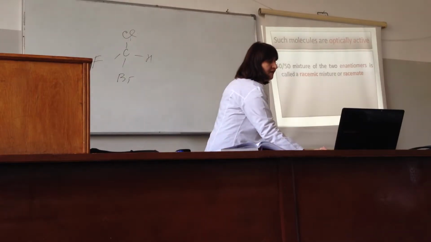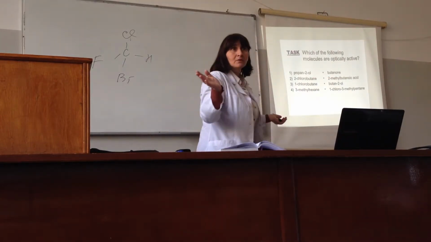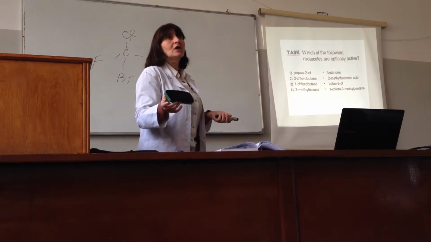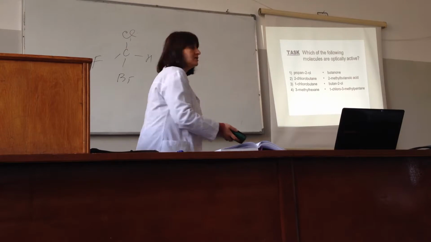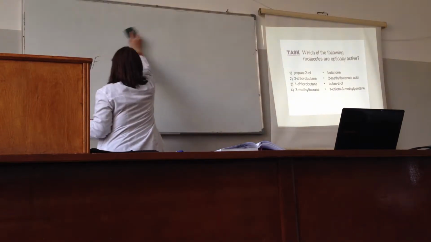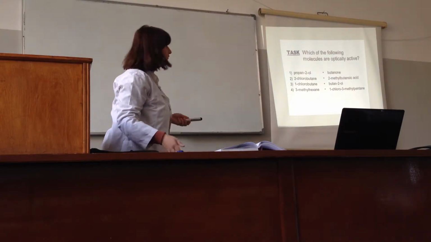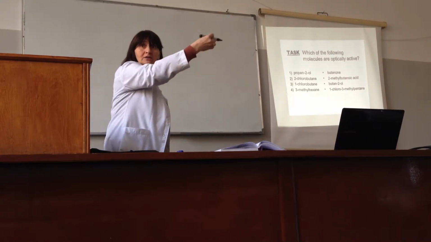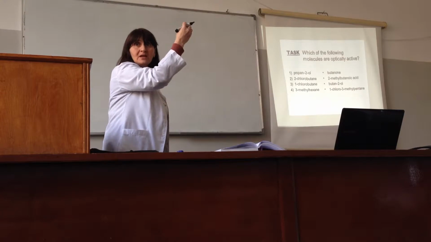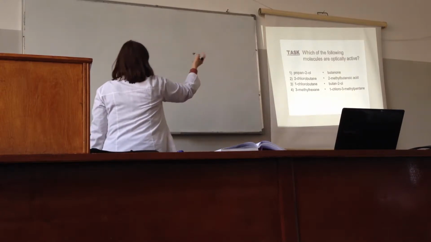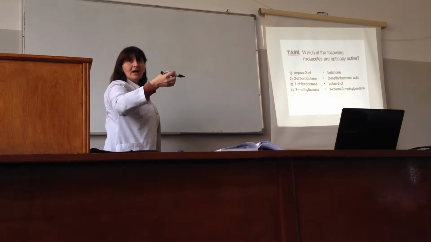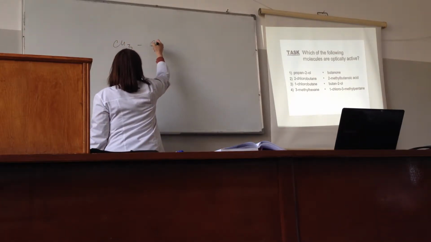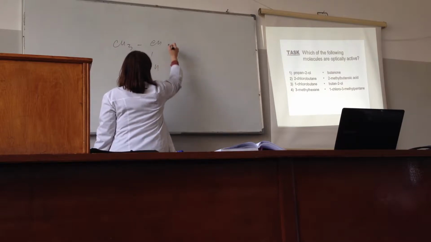Now what if you have only the name of the compound? How can you understand whether this compound is optically active or not? For example, if you have propan-2-ol, in this case you have to know how to write the structure from the name. Propan-2-ol, what does it mean? You have 3 carbon atoms, and in the middle you have an OH group: CH3, CH, OH, CH3.